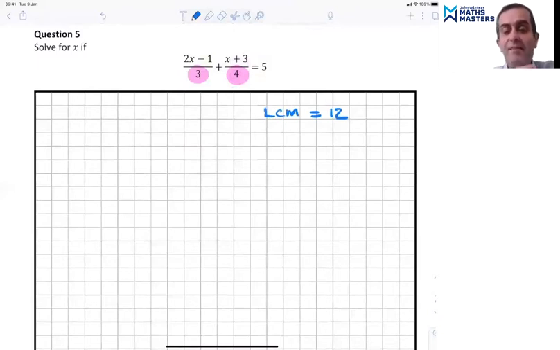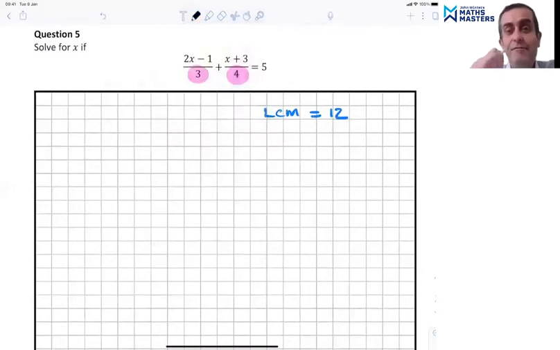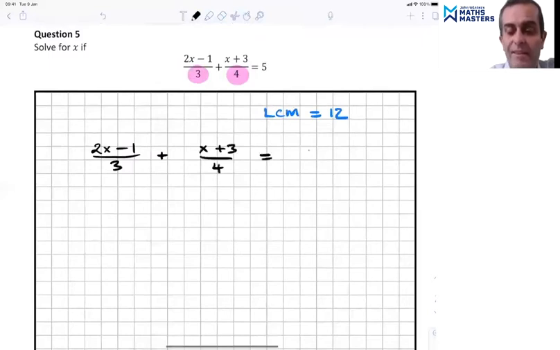Now, the next part is unbelievably straightforward. We are almost going to get marks for just writing out the question again. In fact, I'm going to begin by writing out the question again. So we have 2x minus 1 divided by 3. Plus, and then let's leave a little gap, x plus 3 divided by 4 equals, and let's leave a little gap, 5. Just leave a gap before each part. Now, we've learned that the LCM is 12, and all I've done here is I've rewritten the question again.